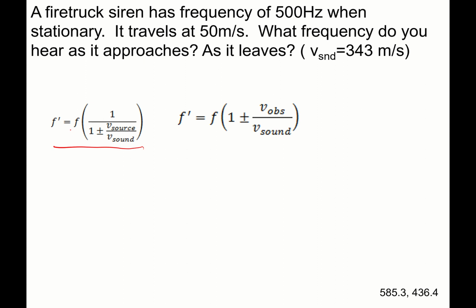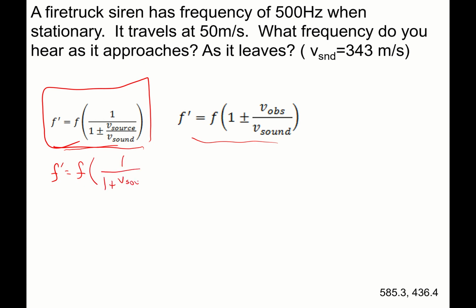So we're going to use these two equations. Which one do I use? Well, the source of the sound is moving, so I'm going to use the equation on the left. F prime is equal to F times 1 over 1 plus V source over V sound. And I've got the equation F prime equals F times 1 over 1 minus V source over V sound.